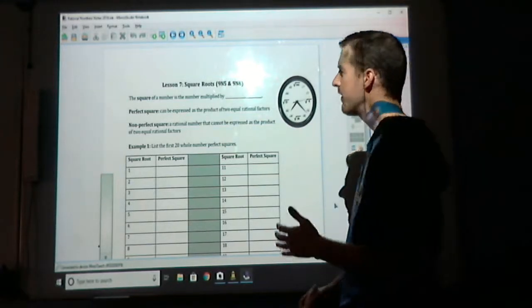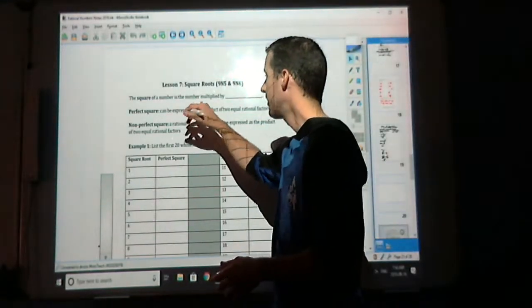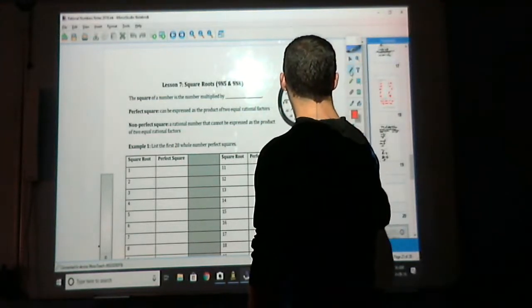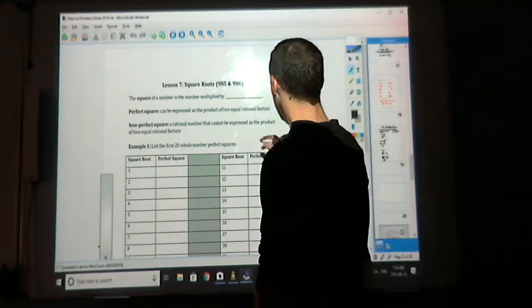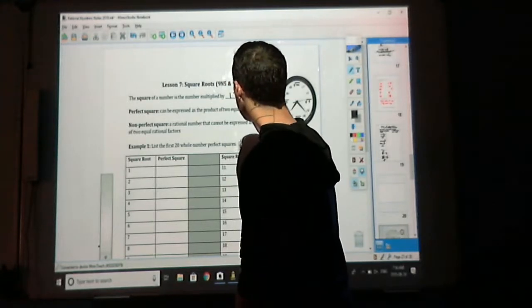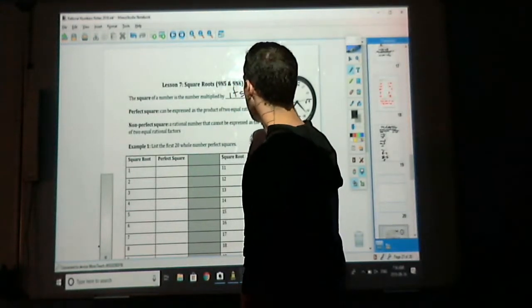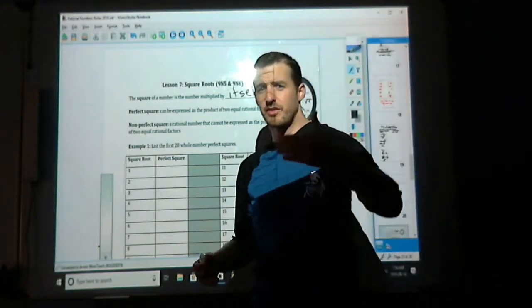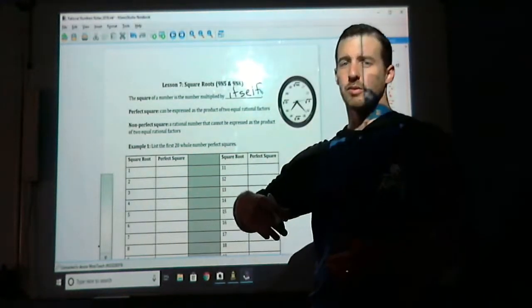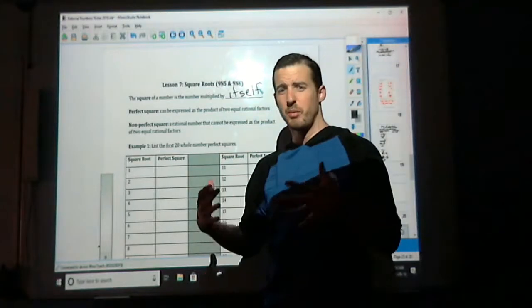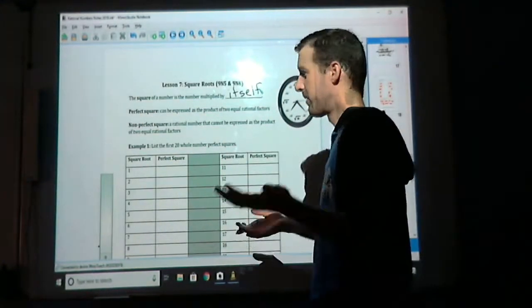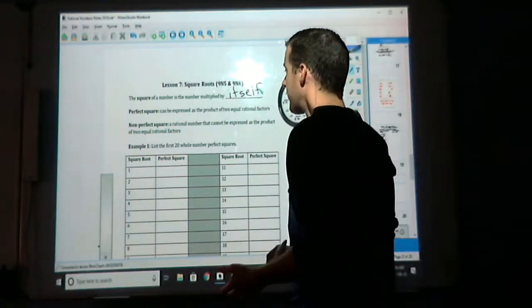The square of a number is the number multiplied by itself. So whenever we're talking about squares, make sure we're distinguishing squares and square roots. They go together, but they're kind of the opposites of one another, okay?